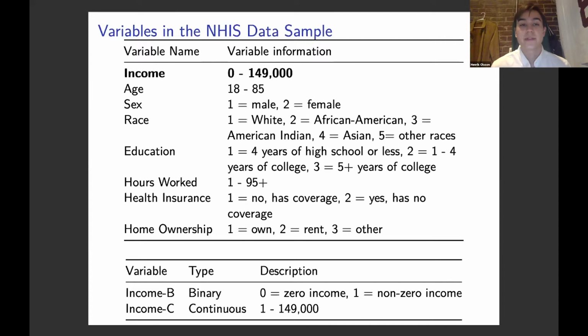Specifically looking into the variables that we chose, first we have our response variable, which is income, and we split it up into a binary and continuous form. As we see from the table below, income B for binary is either 0 for zero income or 1 for non-zero income. And then income C for continuous is 1 to 149,000, where it is top-coded. Then we selected 7 predictive variables, which include 2 continuous variables, age and hours worked, and then categorical variables: sex, race, education, health insurance, and home ownership.